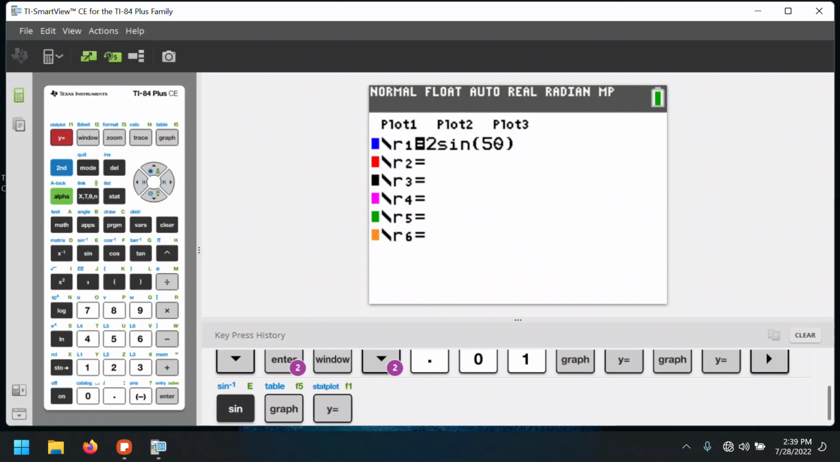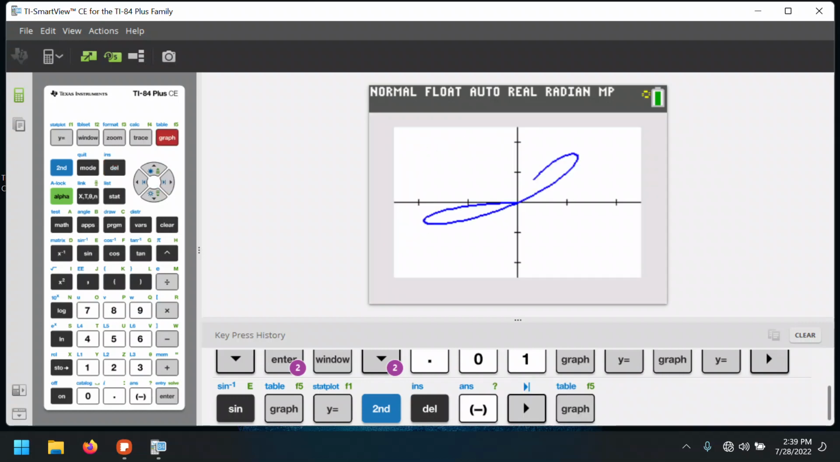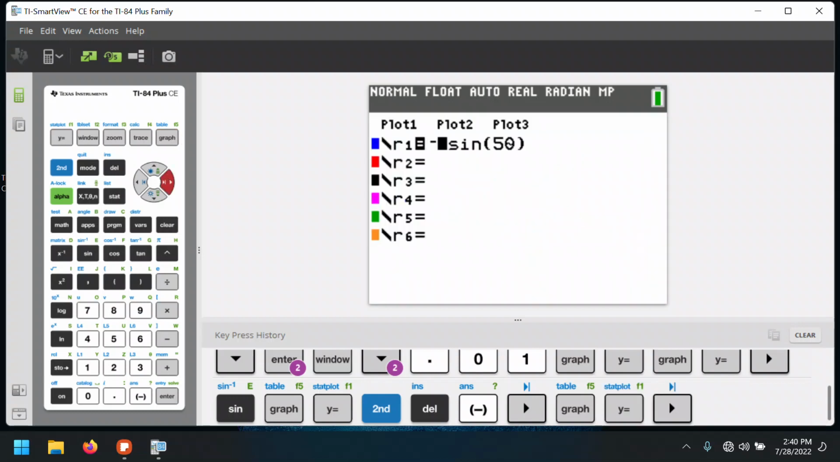Another thing, let's insert a negative sign and see what happens. Now it's going to open in the negative direction, right? Because of that negative sign. So basically the same patterns on shifting and transforming functions from regular algebra are connected here in the polar world as well, right?